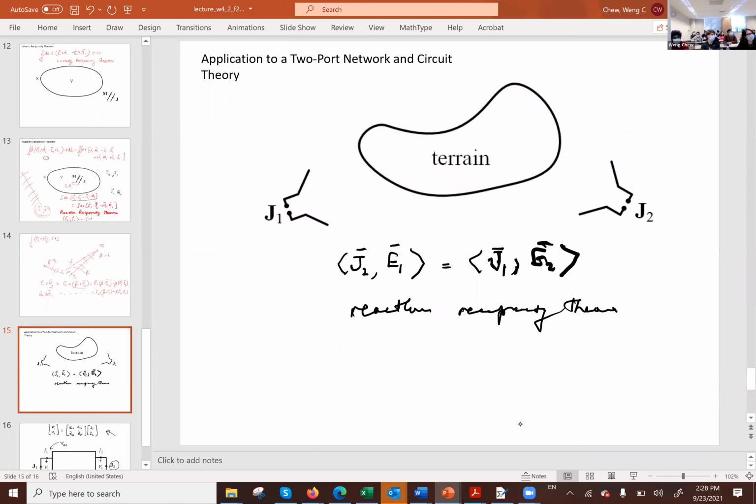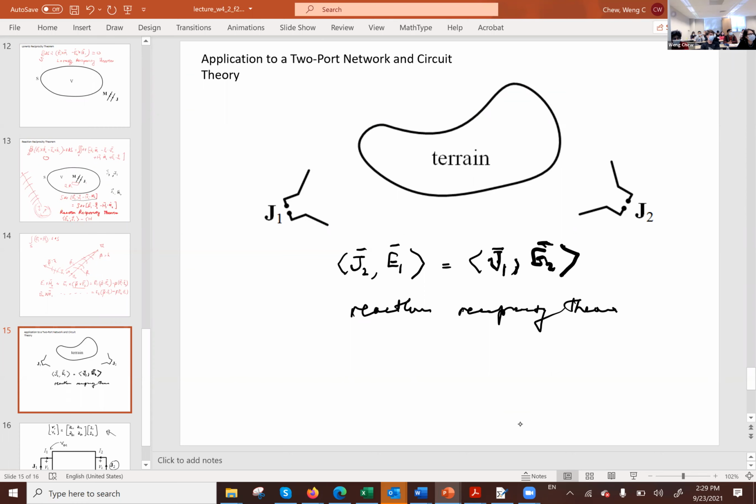Because of that, when you see that J1, E2 equals J2, E1, you can apply this to two antennas driven by a point voltage. Assuming it's two antennas, there is a very tiny point source at the core of each antenna. Then you can apply this theory. And the terrain in between can be very, very complicated. This terrain could also be some surface wave that you have inside the computer project. So it can be something very complicated.